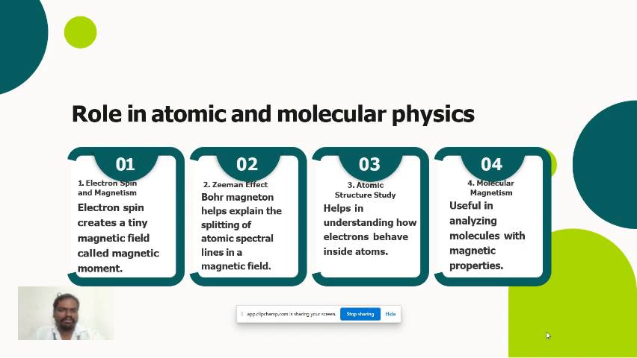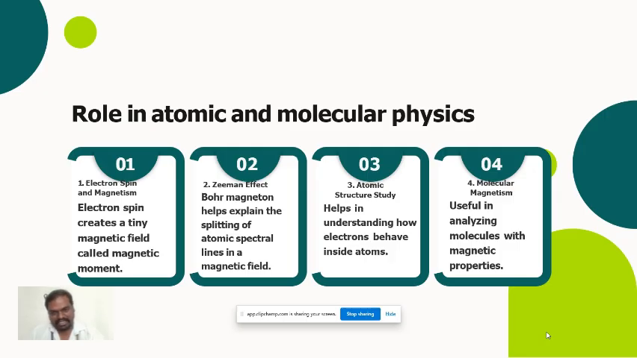Role in atomic and molecular physics, electron spin and magnetism. Electron spin creates a tiny magnetic field called a magnetic moment. Zeeman effect: the Bohr magneton helps explain the splitting of atomic spectral lines in a magnetic field. The magneton became the standard unit to express the magnetic moment of electrons, atoms, and even ions.